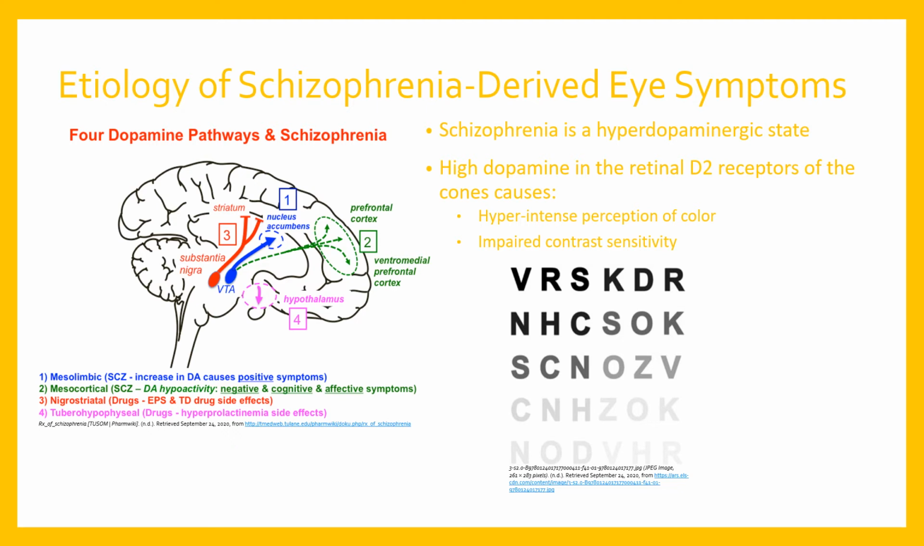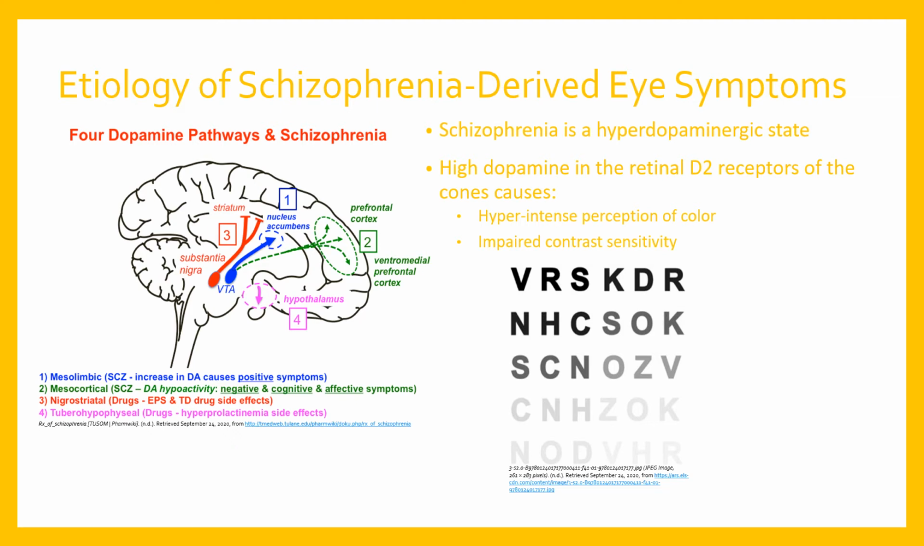So although in the mesocortical pathway dopamine is hypoactive, overall in the system there's an elevated level of dopamine, and high dopamine in the brain means high dopamine in the retina, because they're very close and linked with the optic nerve. High dopamine in the retinal D2 receptors, especially in the cones, this causes hyper-intense perception of color. This in turn means that the patient will experience difficulty sensing contrast.